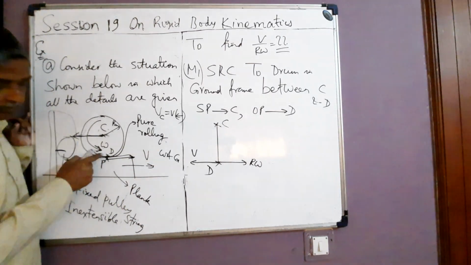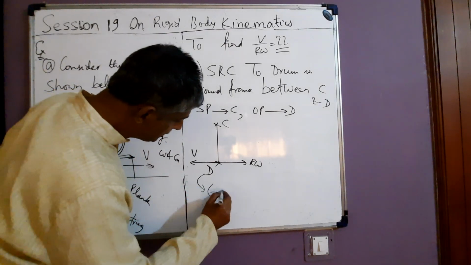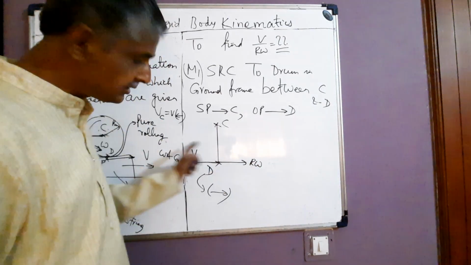Pure rolling is taking place. The velocity of D should also be V in rightward direction. Velocity of D should be in rightward direction with respect to ground. So the resultant of these two should be in this direction. So this should exceed this.